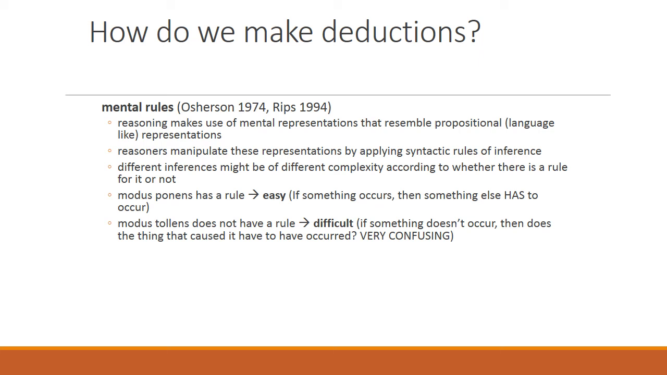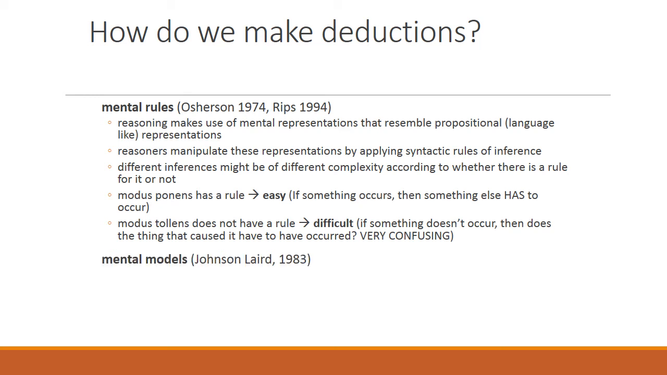But for something like the modus tollens, which doesn't have a mental rule, it's more difficult. If something doesn't occur, then the thing that caused it has to not have occurred. It seems to be a very confusing way of phrasing things. Mental rules would say, we don't have a rule for the modus tollens, so it's hard, but we do have a rule for the modus ponens, so it's easy. So maybe that's accounting for some of the confusion with how we're making deductions in the real world.